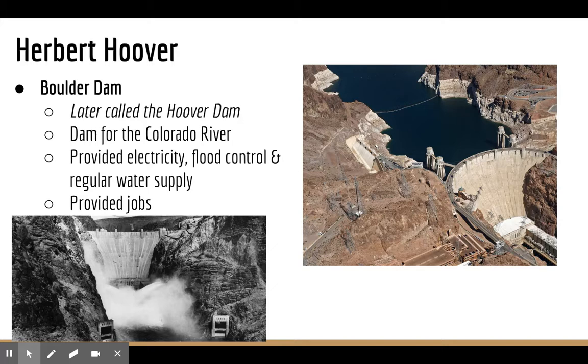One success that Hoover had was creating the Boulder Dam. It was later called the Hoover Dam, obviously after Herbert Hoover. It is a dam for the Colorado River, and it provided electricity, flood control, and regulated the water supply. But the best benefit is that a lot of people had to build this dam. So this Boulder Dam project created a lot of jobs for people that wanted some income. The government needed it built, and so they signed up for the job. So that's a good success for people getting jobs in the Great Depression.